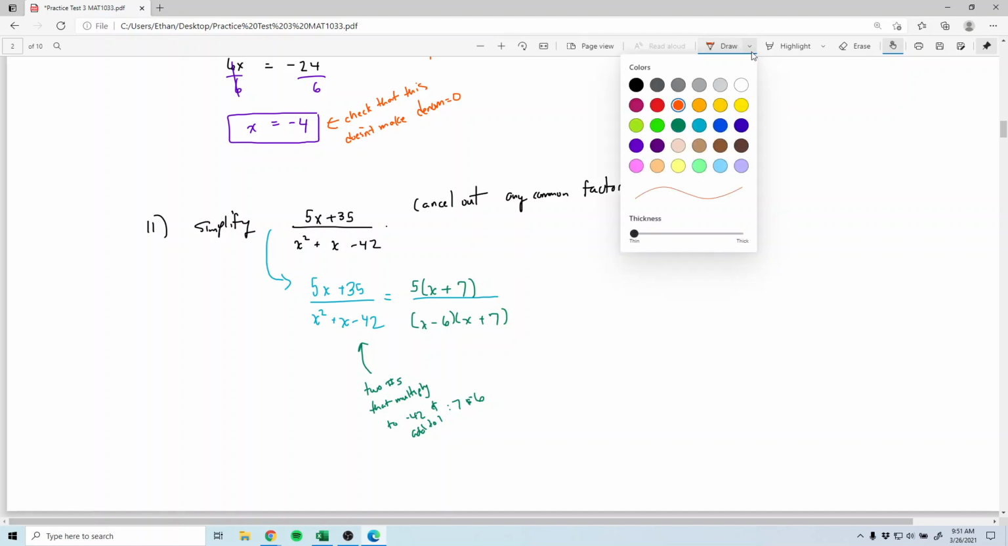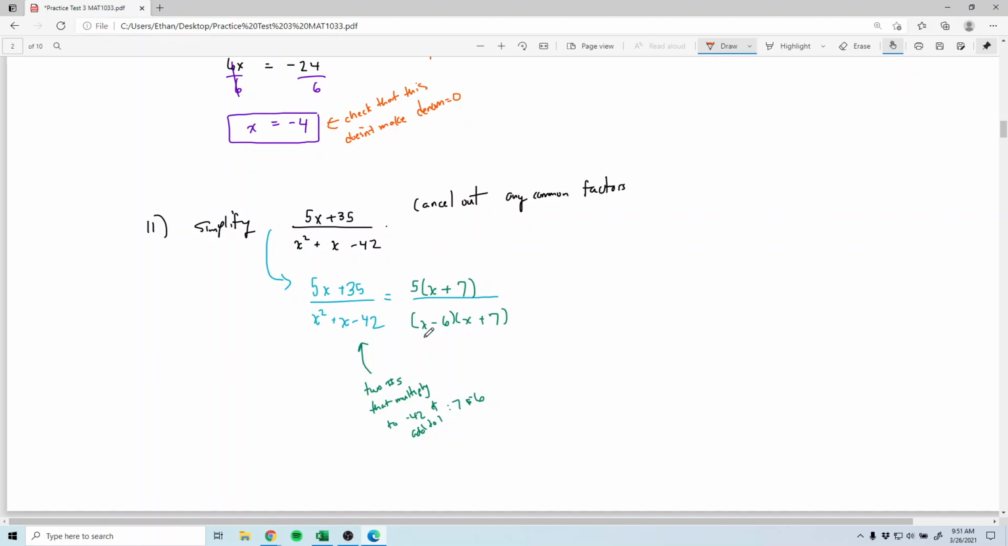Right, but you can see we do in fact have some canceling that's going to happen because we have an x plus 7 on top. Cancel that out. And once we cancel that out, what we're left with is our simplified answer, 5 over x minus 6.